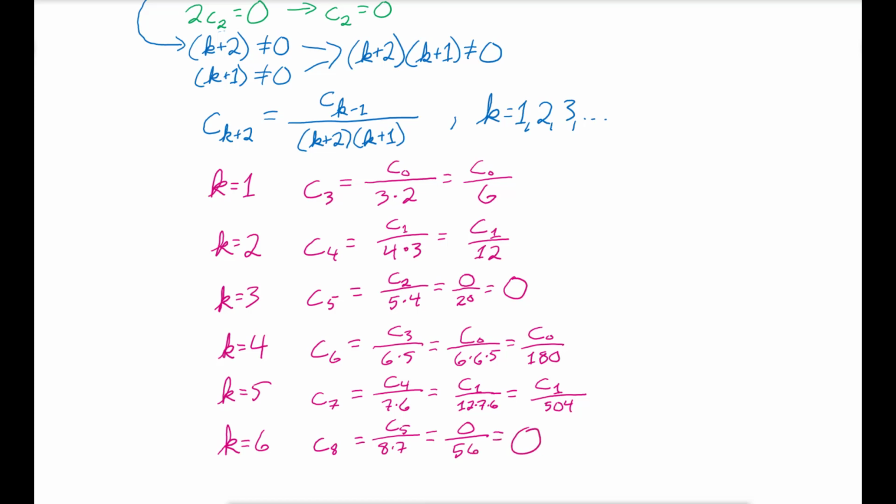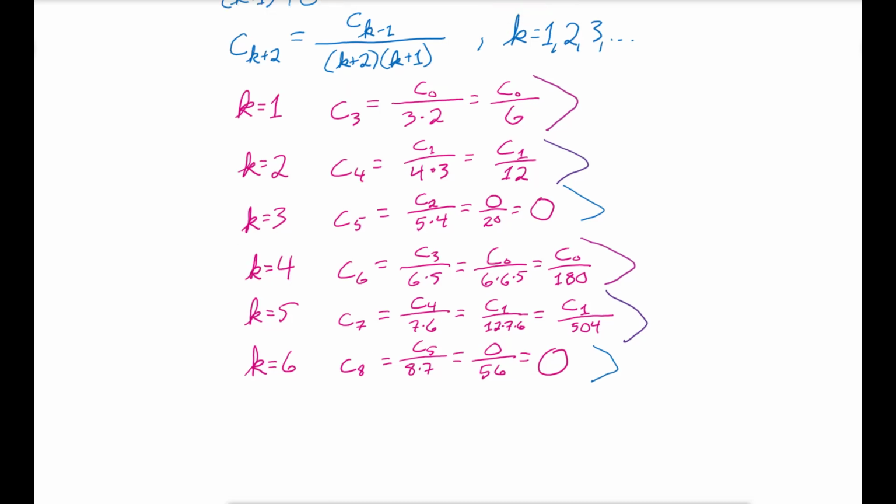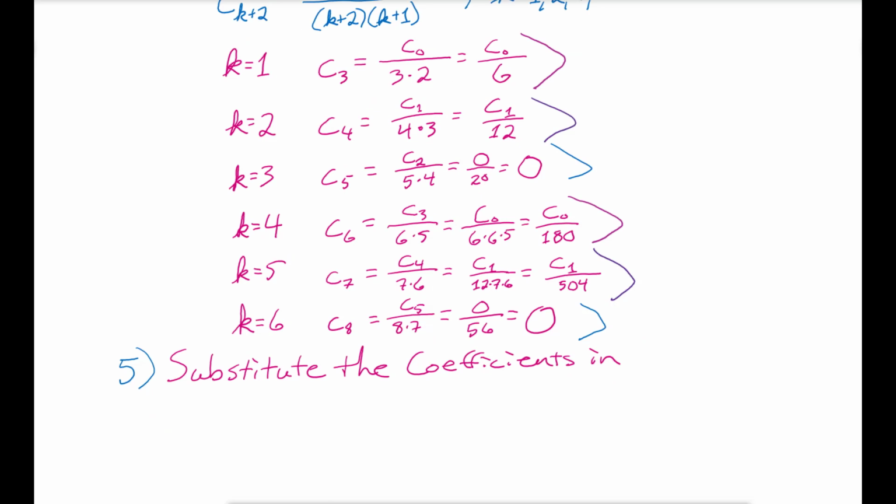And we could keep on going with this, and this pattern that's emerging would continue. So we would have a C0 term, followed by a C1 term, followed by a 0. Over and over and over again. So once we've gotten to the point where we see the pattern that's happening, we're ready for step 5. Namely, substitute the coefficients in.